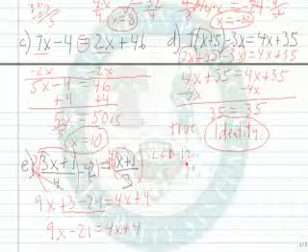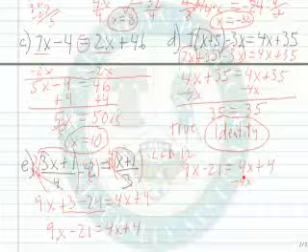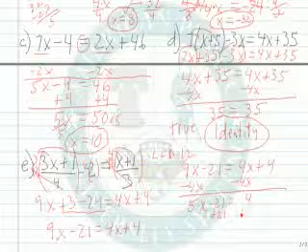Now, we have letters on the left and the right, so we want to get all the letters to the left-hand side. So let's do that by minusing 4x from both sides. So we're left with 5x minus 21. These drop out and we get 0. We're left with 4. Let's add 21 to both sides of the equation. So we have 5x. The 21's cancel. You're left with 25. 5x equals 25.